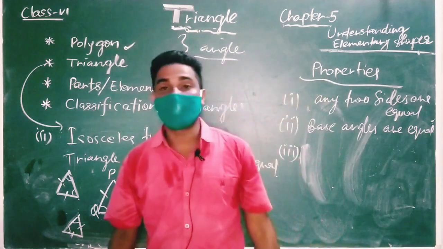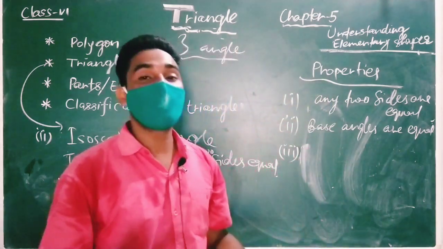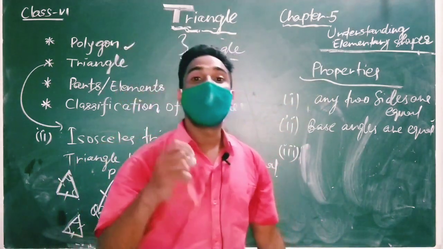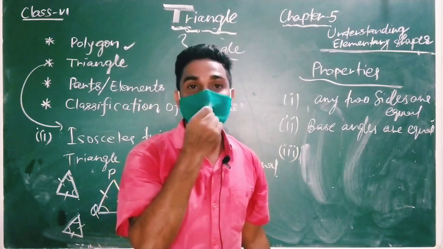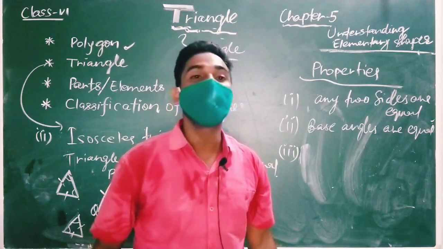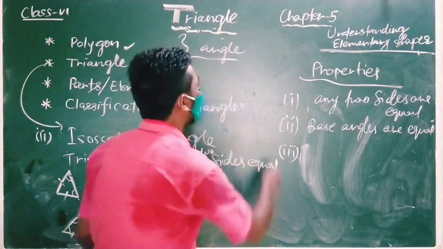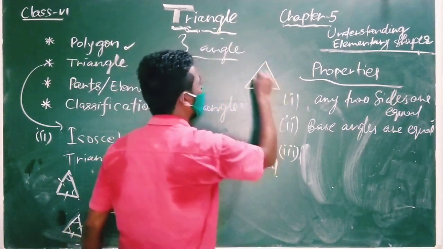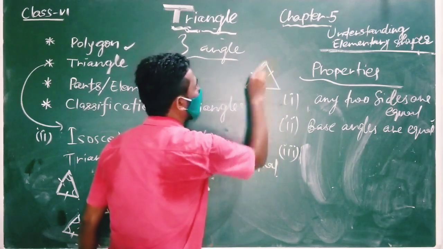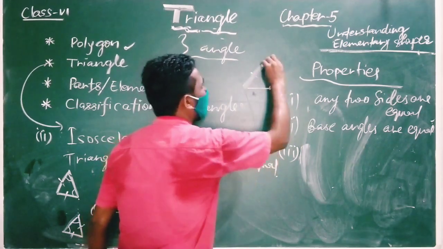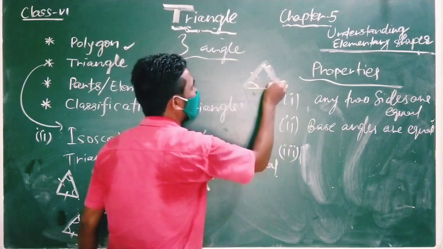So in a triangle, this can be understood another way also: opposite angles of equal sides. Opposite angles of equal sides will be equal. So what does it mean? You see, these 2 sides are equal. So the opposite of this side is this angle, and the opposite of this side is this angle. So these angles will be equal.